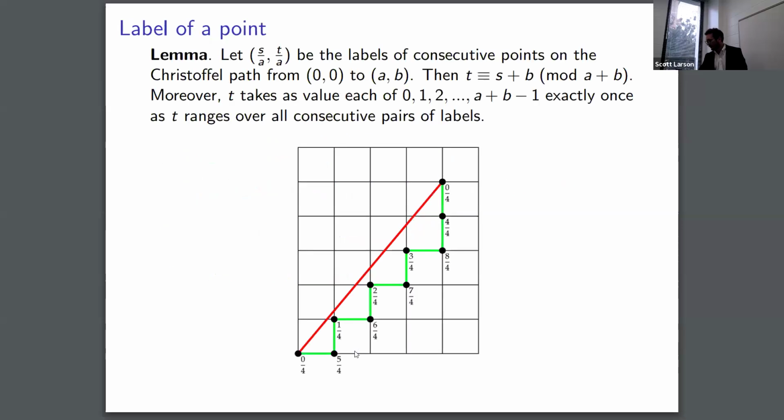Basically it just goes along the path. Here, obviously less than 1, so we append an X. Here the label is 5 over 4, so we append a Y. Here's less than 1, so we append an X, and so on.